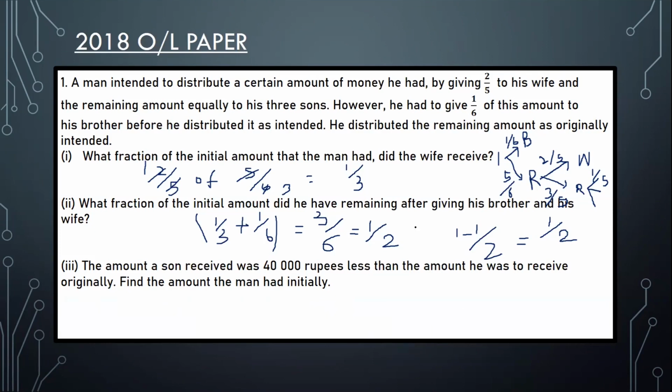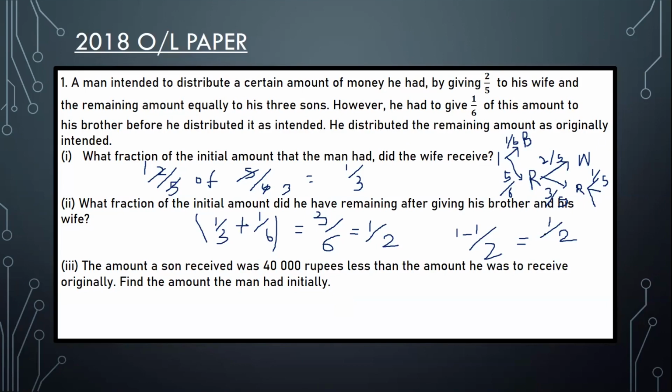So imagine if that man did not have any necessity to give to his brother, how would he have divided? 2/5 to his wife and 1/5 portion would be given to each son. Okay. But now what has happened? He has given 1/6 to his brother, and from the remainder, he has given 2/5 to his wife. And from the remainder only, the sons have got their portion.